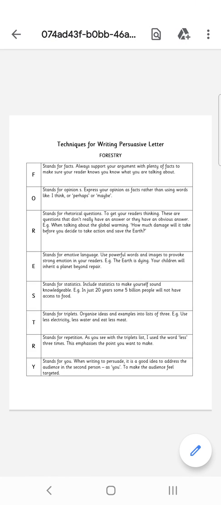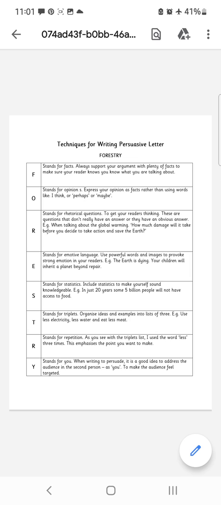And welcome everyone to today's lesson. Today's lesson is going to be a continuation of persuasive writing again. So we're going to start off with revising something that you took last year, which are the techniques for persuasive writing. Now, in the title, it says persuasive letter, but that's not necessary.